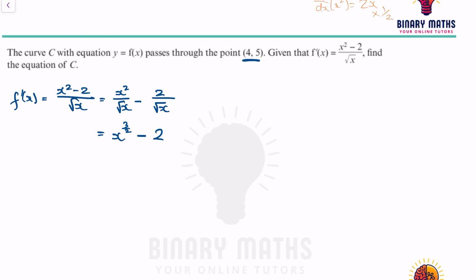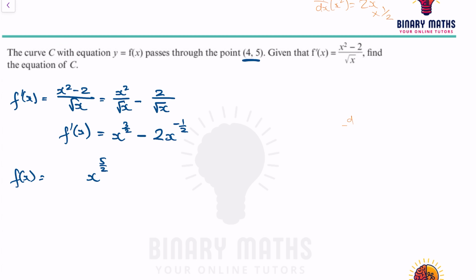Minus there, 2 times 2 over root x is 2x to the power of minus a half. So that means this is f dash of x. Now I need to find f of x. Remember, it's the antiderivative, so the opposite. So I need to first increase the power, which is x to the power of 5 over 2.